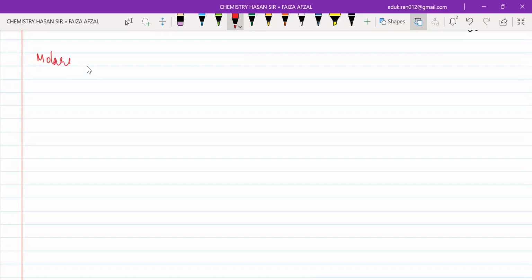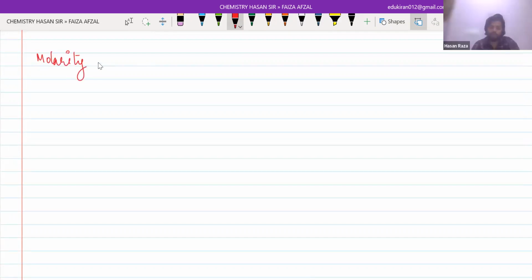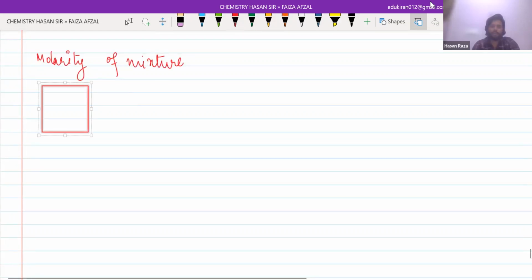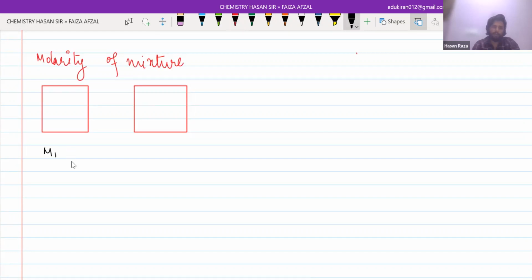Yes, sir. Now, the next type of question on molarity is the molarity of a mixture. That means there are two containers, one container and another container. This one has molarity M1, volume V1 and number of moles of solute n1. This one has number of moles of solute n2, molarity M2 and volume V2. Now what you are going to do is very simple. You are going to mix these two containers in a bigger container.